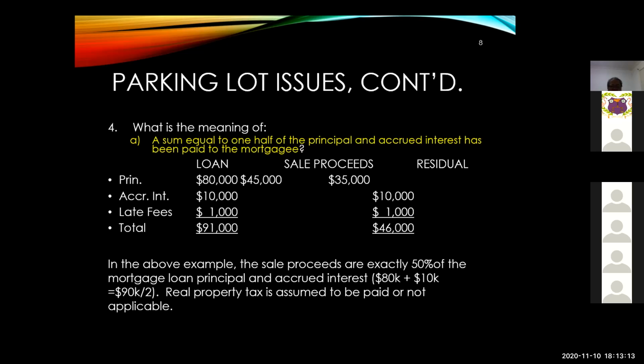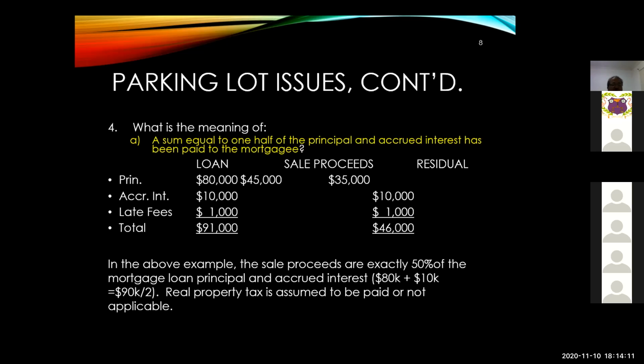And in this case scenario, the sale proceeds are $45,000. So the mortgaged property was sold, $45,000 was collected and applied to the mortgage loan, which left a residual principal balance of $35,000, accrued interest of $10,000, late fees of $1,000, and then the total residual balance outstanding was $46,000. Noting that in the above example, the sale proceeds are exactly 50% of the loan principal balance and accrued interest. That is $80,000 plus $10,000 accrued interest gives us $90,000. And when we divide that by 2, we get $45,000.